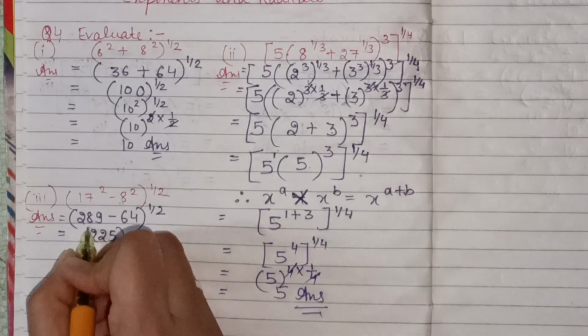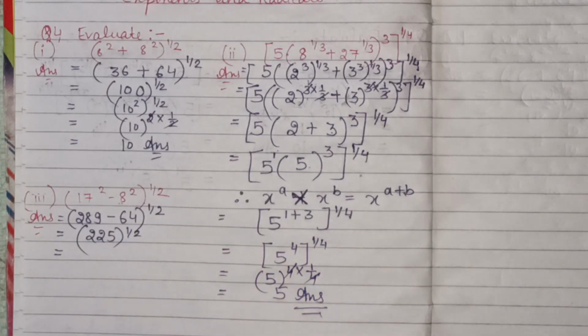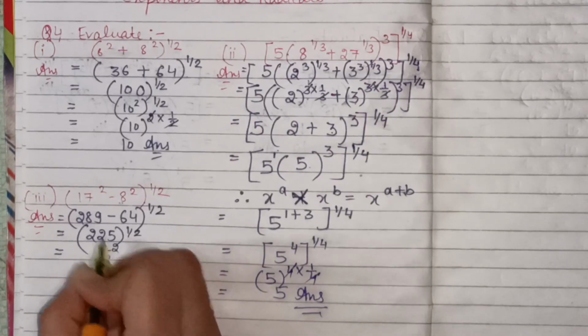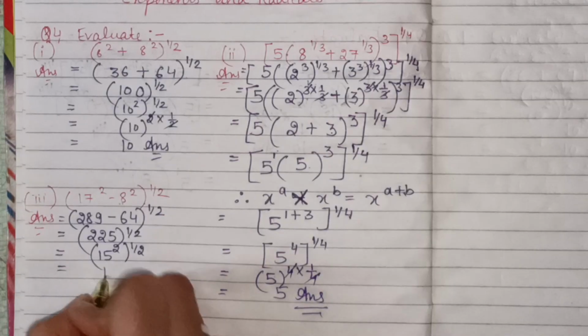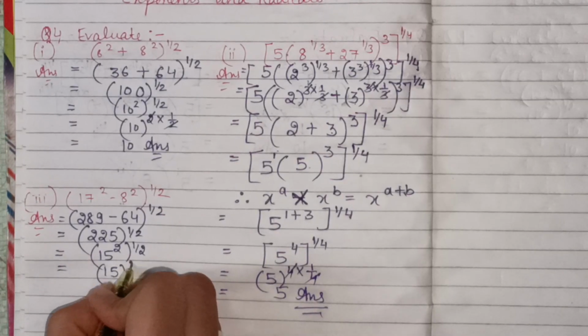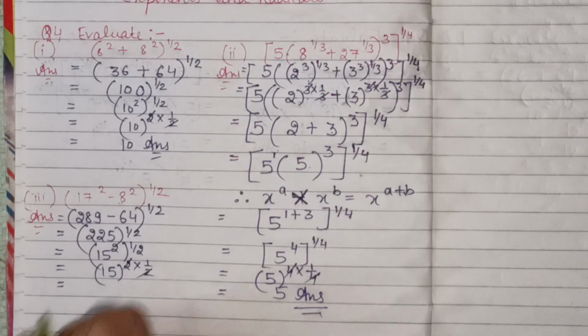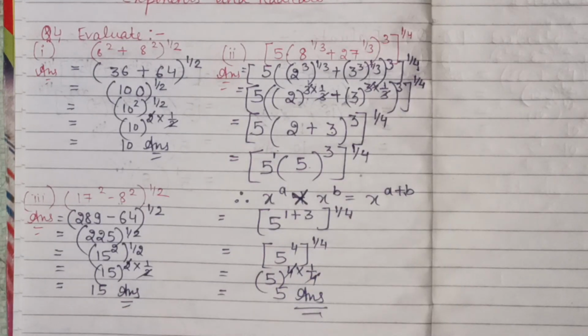225 raised to power this exponent 1 upon 2, and we know that 15 multiplied by 15 is equal to 225, outside its exponent 1 upon 2, then 15 raised to power 2 multiplied by 1 upon 2, this 2 cuts this 2, and 15 raised to power 1 is equal to, our answer is 15. So now let's move to our last part of this question, our fourth part.